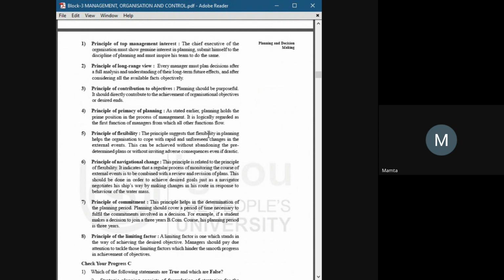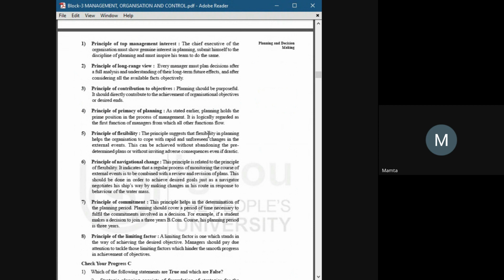Principle of primacy of planning. As stated earlier, planning holds the prime position in the process of management. It is logically regarded as the first function of the manager, from which all other functions flow.